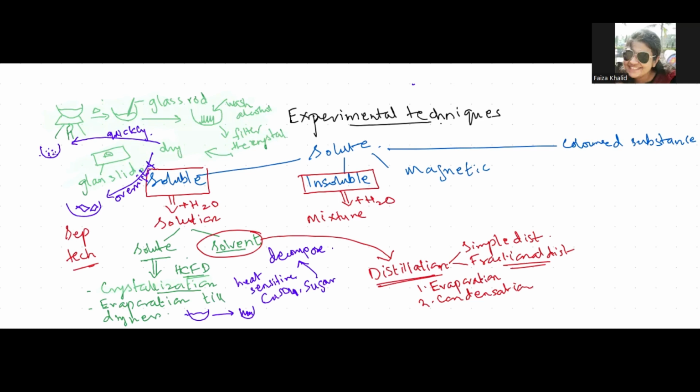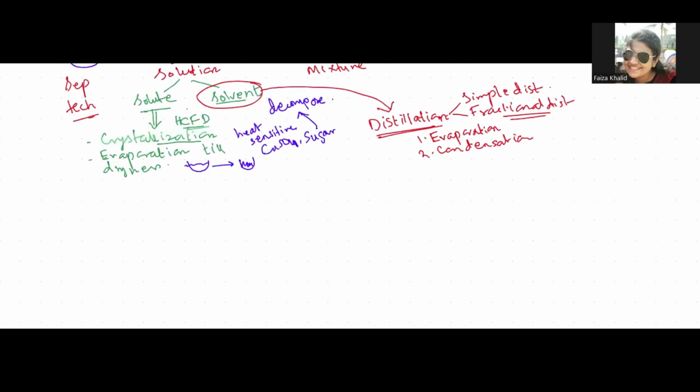So now you have to start. Now look over here. When you're doing this distillation, there are two types, simple distillation and fractional distillation, and you do that on the basis of boiling points. If the boiling points are very far away from each other, then you do simple distillation; if the boiling points are very close to each other, fractional. This apparatus is the same for both.